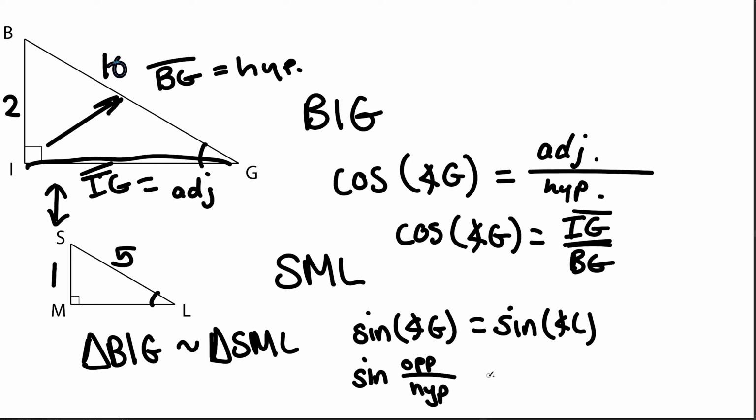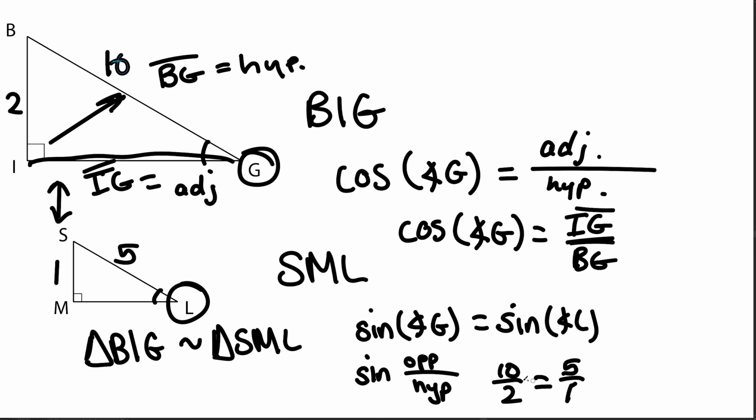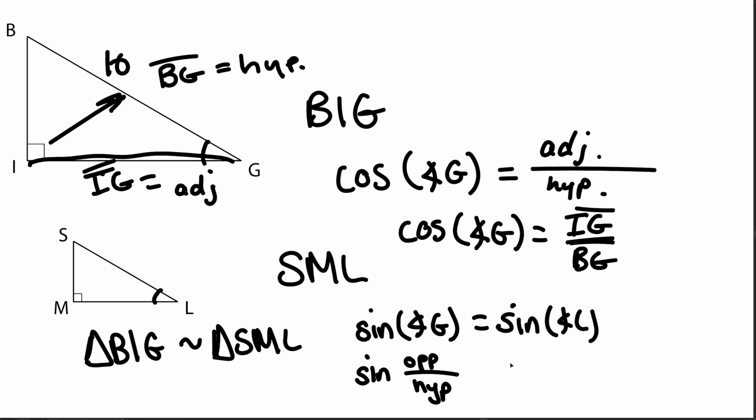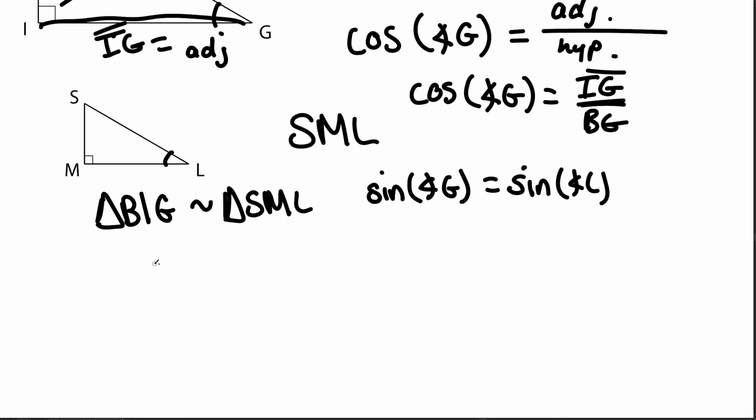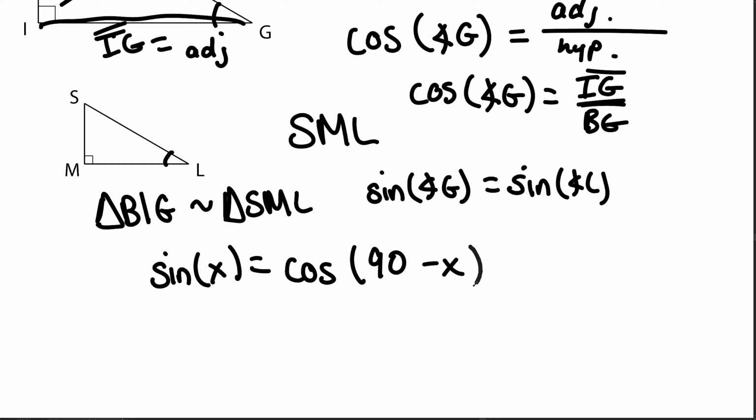So if we just take the sine of each corner, G and L, we see that 10 over 2 is equal to 5 over 1. So similar triangles, their trig functions, assuming that you're taking the same corner, are going to be equal to each other. Alright. So then there's also one rule that is pretty useful. Sine of x is equal to cosine of 90 minus x.